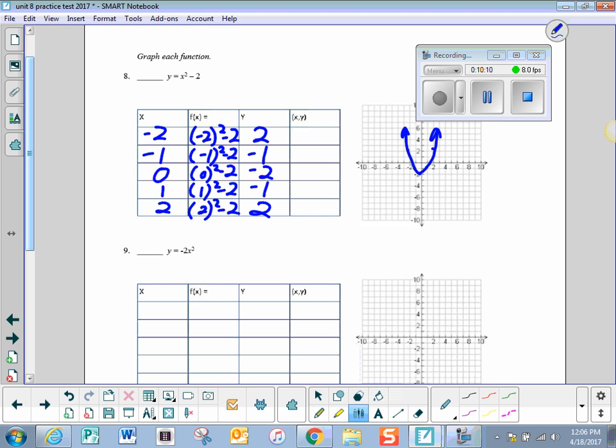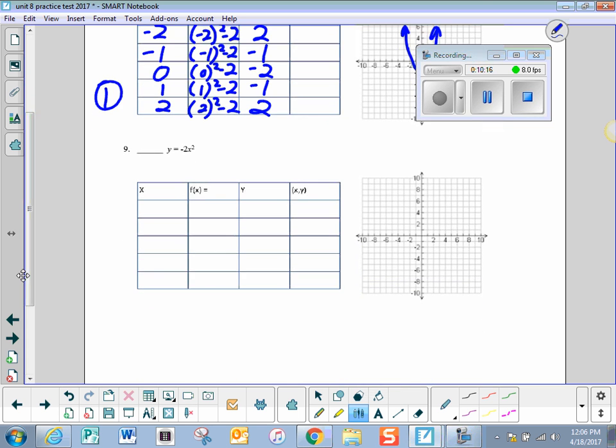That's what it should look like. Some people miss points for not having arrows. That's worth 1. Okay. Okay? On this one, you would have negative 2 times negative 2 squared.